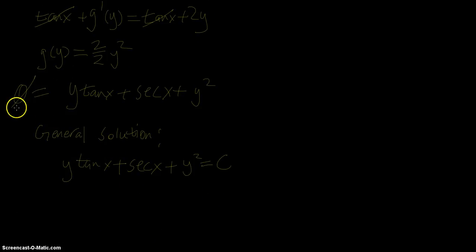So we have found what phi is: y tan x plus secant x plus y squared, and our general solution is y tan x plus secant x plus y squared equals some arbitrary constant.